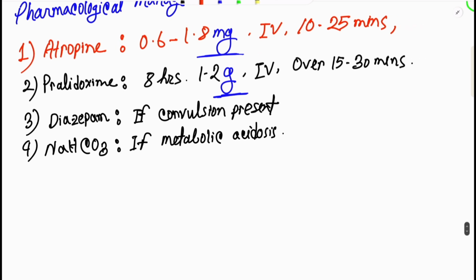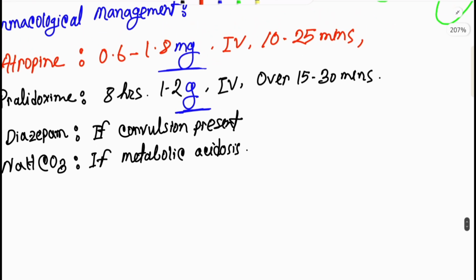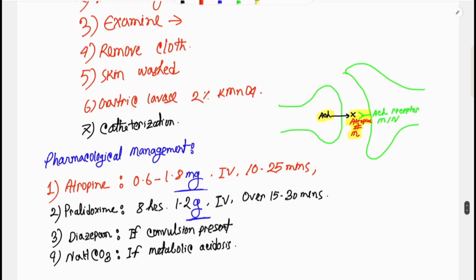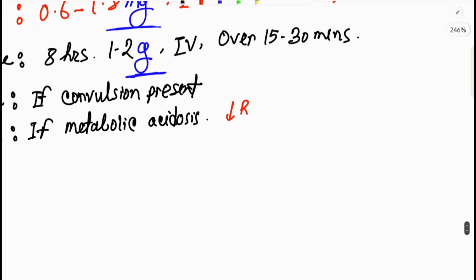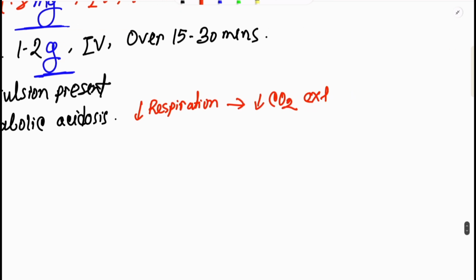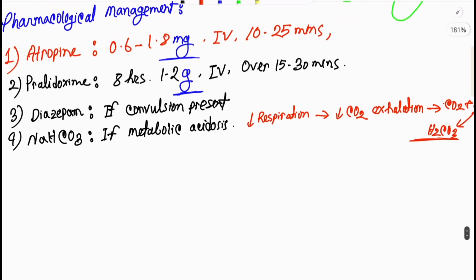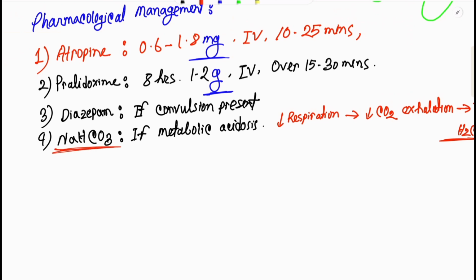In OPC poisoning, how is metabolic acidosis produced? We have discussed that in OPC poisoning there is bronchoconstriction. As a result, there is decrease in respiration. So there is decrease in carbon dioxide exhalation. So carbon dioxide gets accumulated in the body and binds with body water and forms carbonic acid, and this carbonic acid leads to metabolic acidosis. So to reverse this metabolic acidosis, sodium bicarbonate, an alkylating agent, is used.